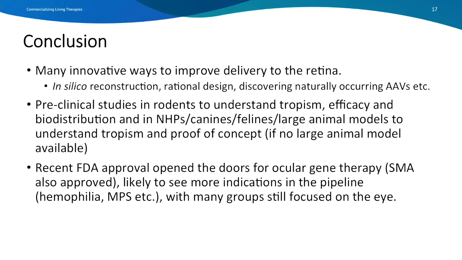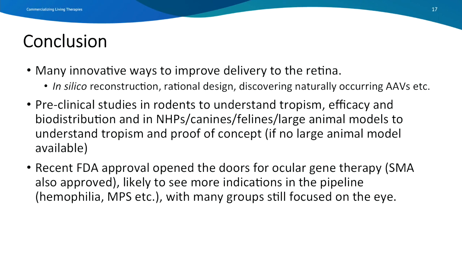So, in conclusion, there are many ways to innovate new gene therapies, which include capsid design and also what you're packaging into that capsid. You can use in silico reconstruction, rational design, discovering those naturally occurring vectors, and today I presented to you some work on in silico reconstruction. With respect to preclinical studies, a lot of the validation with respect to tropism, as I've shown you, is performed in mice. However, it's always a great idea to go to larger animal models, such as the non-human primate, which I showed you, as well as the feline.